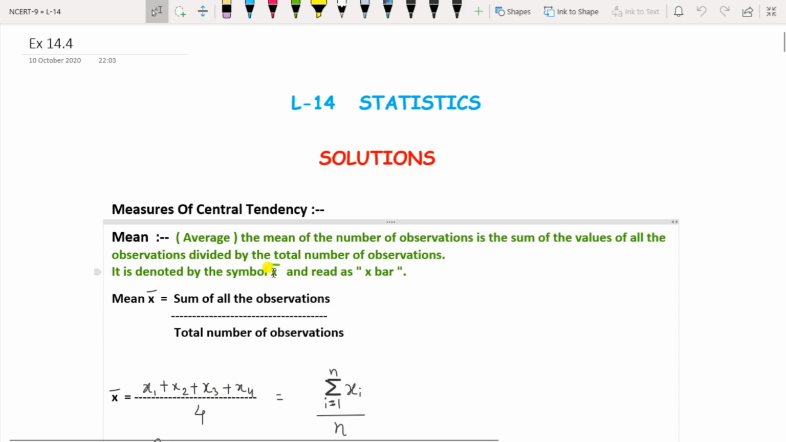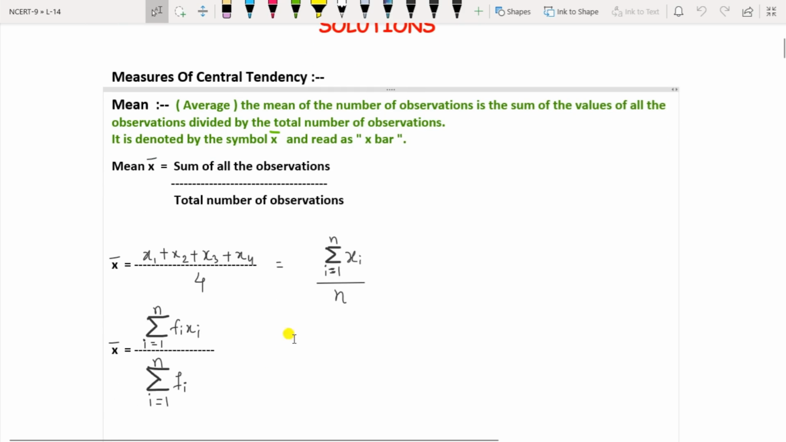It is denoted by the symbol x bar, that is read as x bar here. So this is the formula for mean, and the mathematical formula you can write as a symbolic representation. This is called sigma here. Sigma means addition of all the observations, from i equal to 1 to n. n is any number of observations, sigma xi upon n, the whole number of observations.